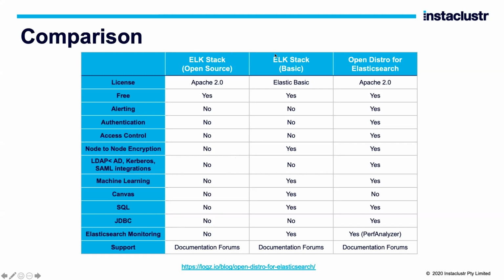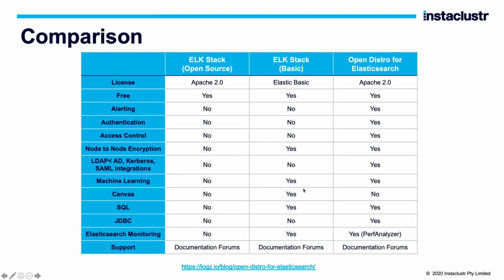Now comes the Elastic.co managed Elasticsearch distribution. It comes with free features. Obviously, there is a free basic one. It is free to download. It does not provide any alerting. It does not provide any authentication or access control. It does provide encryption, which was recently enabled. It does not provide LDAP integration as well.